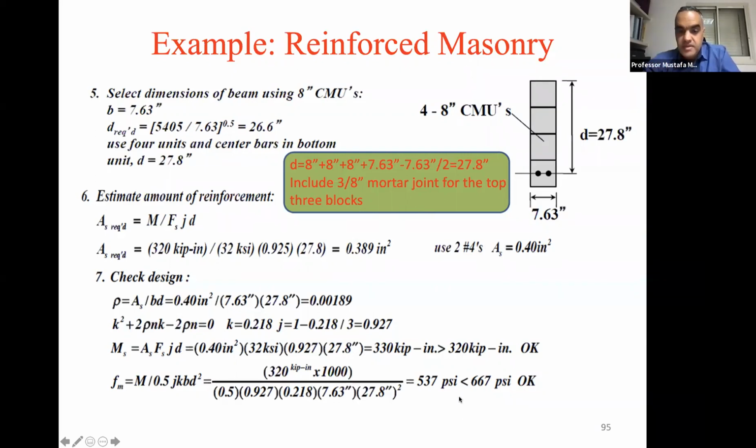And then find the stress in the masonry. So it comes to be 537 PSI. It's less than the allowable. Okay, it's very simple. So that's how we use reinforced masonry in ASD.